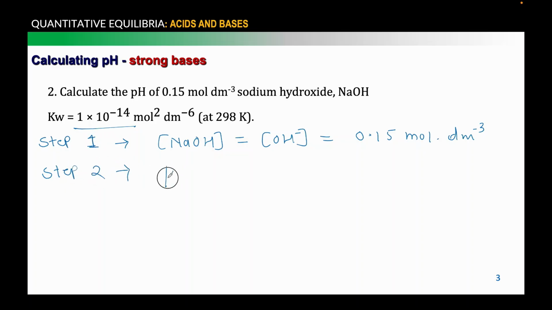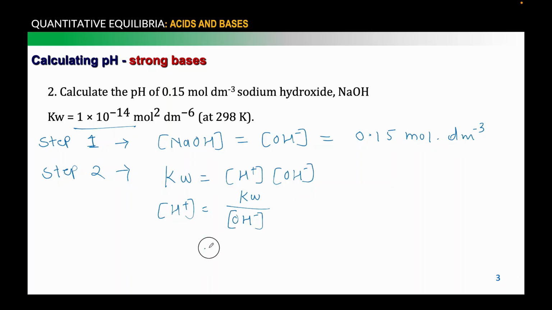Now in step 2, write down the ionic product equation: concentration of H plus into concentration of OH minus. Just rearrange this equation, because we have to focus on concentration of H plus: ionic product divided by concentration of OH minus ion. So put this value, Kw is equal to 1 into 10 to the power minus 14. Hydroxyl ion concentration you already have, 0.15. From this you will get your value, students.